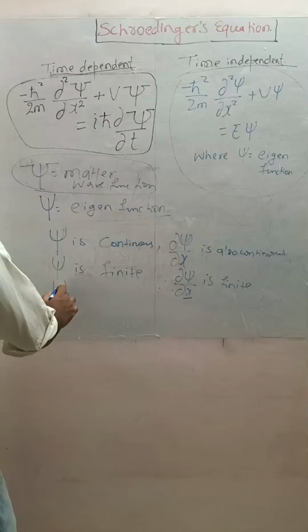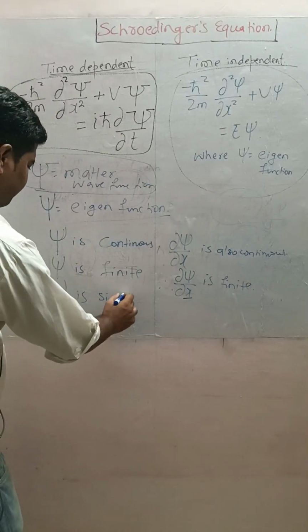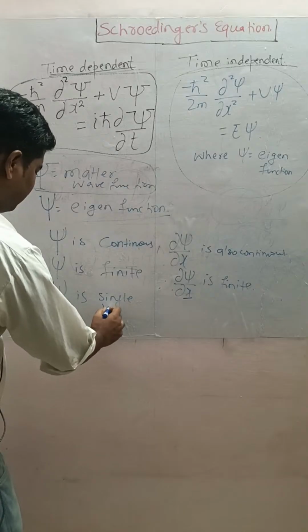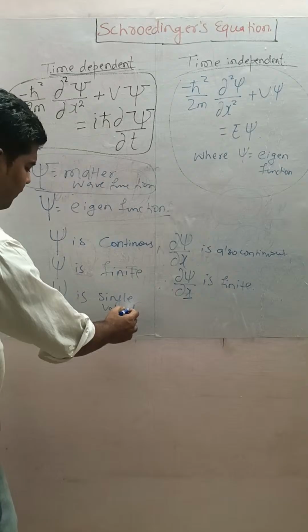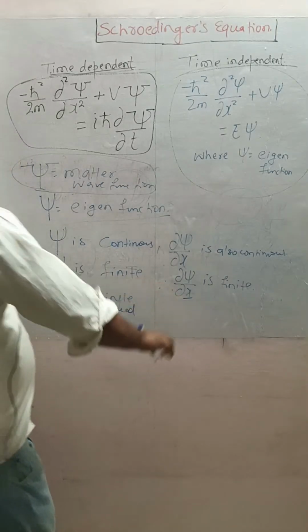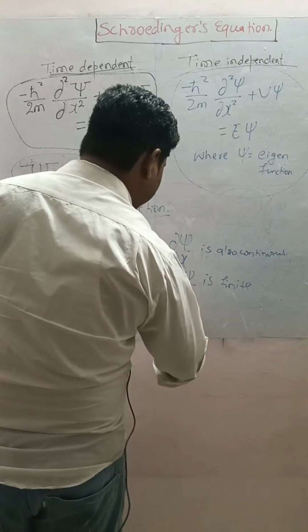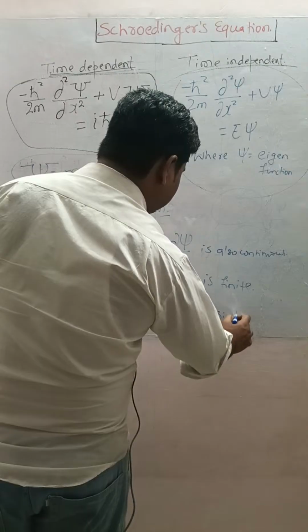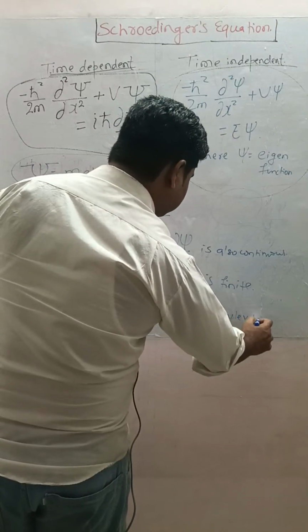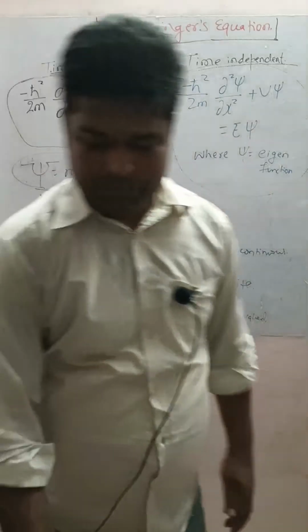And this is single valued, meaning it has just one value. Single valued function in one point of a space, and it is also single valued function.